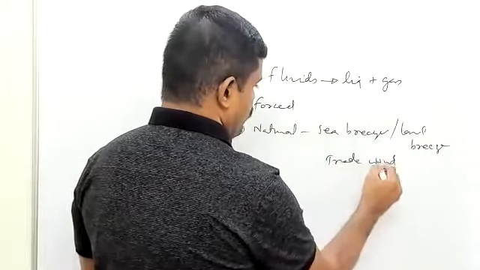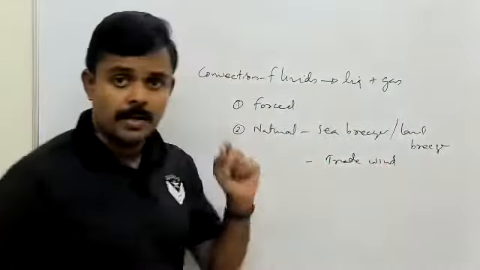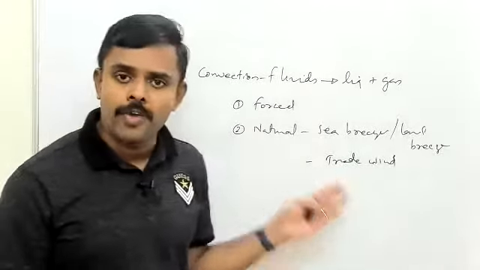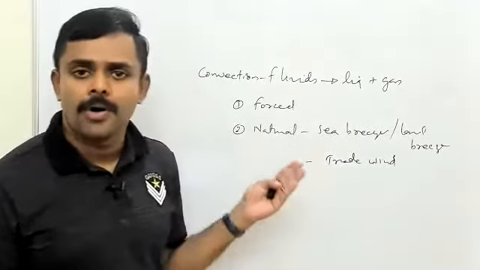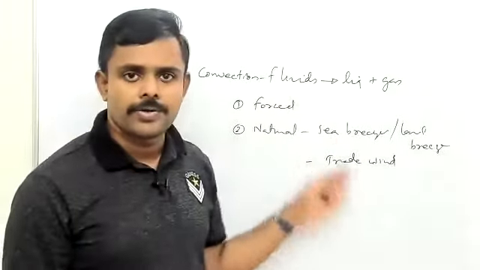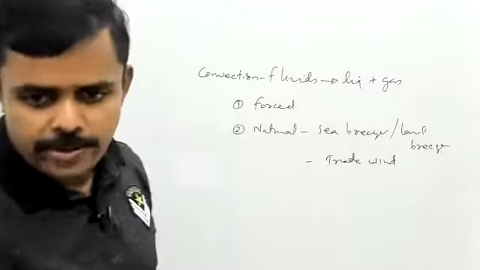Trade wind is a particular kind of wind that blows from the polar region, the north pole, to the equatorial region. That's called trade wind. These are all due to convection. That's all about convection. Did you understand?